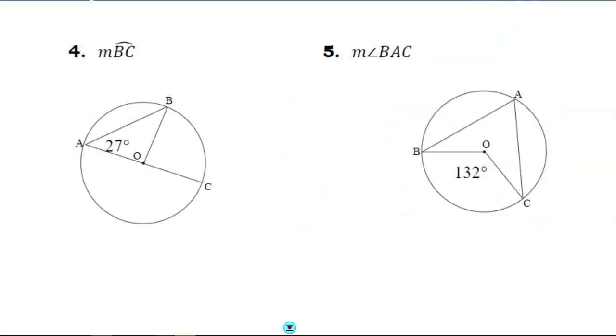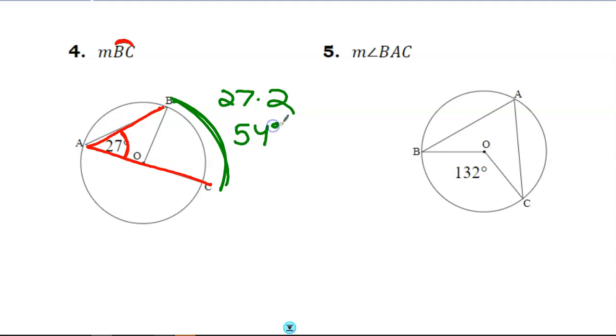All right, now here we go. So this is 27. Okay, so BC is the arc. So I'm trying to find the arc, so I'm going to times it by 2. Okay, so 54. All right, this is about central angles. So do you guys remember central angles? Because it goes through the center, the arc is the same amount. So that's also 132. Okay, so if the arc is 132, how do I find out what BAC is?